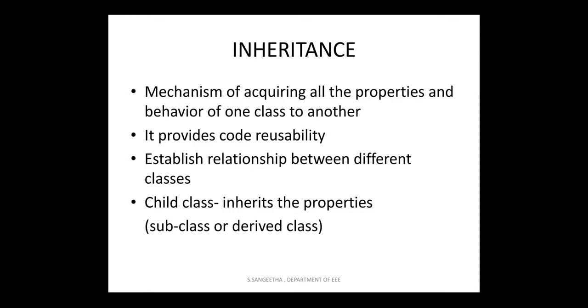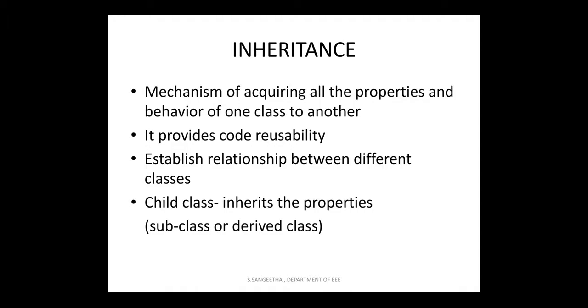Next one, inheritance. Inheritance can be defined as the procedure of acquiring all the properties and behavior of one class to another. That is, a child class acquires the properties and behavior from the parent class. When one object acquires all the properties and behavior of another object, it is known as inheritance. It provides code reusability and establishes a relationship between different classes.